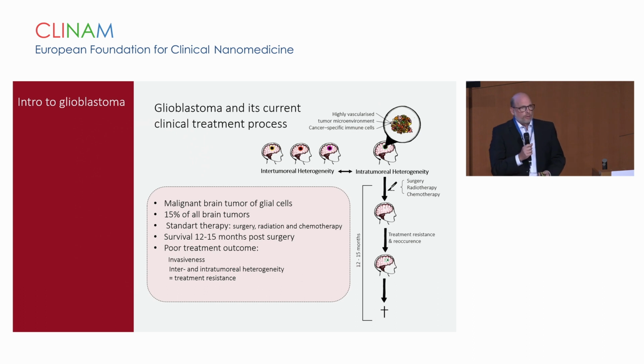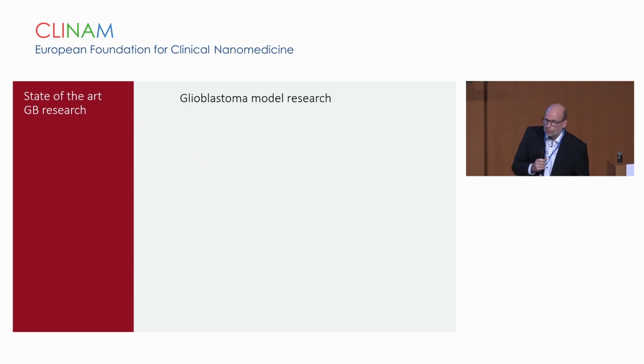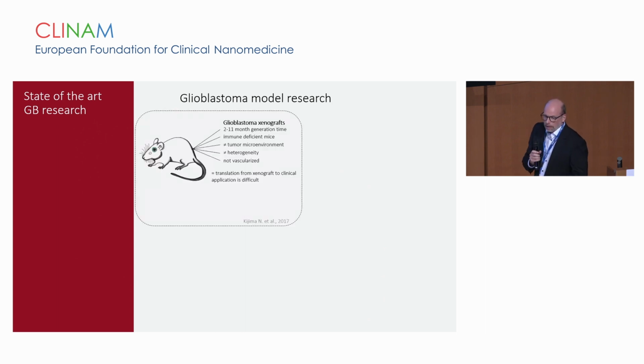I think in this audience I do not have to introduce too much what glioblastoma is. It's a malignant brain tumor of glia cells. There is a standard therapy of surgery, radiation, and chemotherapy, and the survival rate is not that good. We still have poor treatment outcomes, and we, as an Empa team, try to contribute with novel model approaches to boost preclinical research, to be more explorative and to have good models which also provide meaningful clinical outcomes.